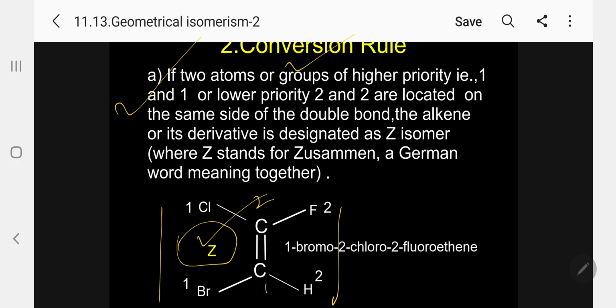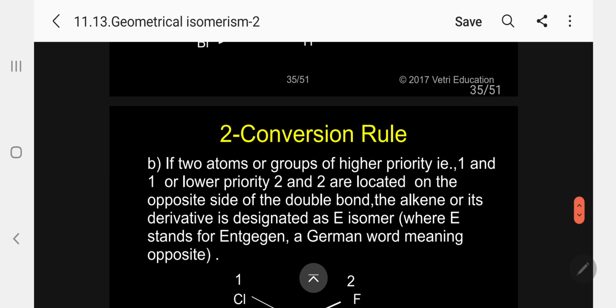So I am using Z. What I have to name now, I can write here Z-1-bromo-2-chloro-2-fluoroethene. Please follow. Now, let me give the example.